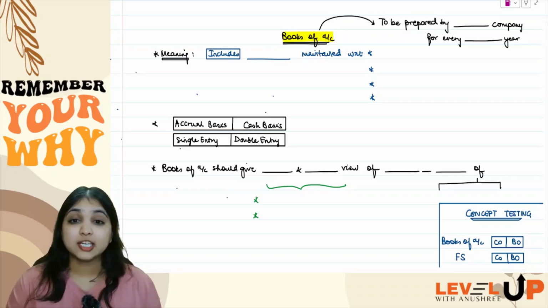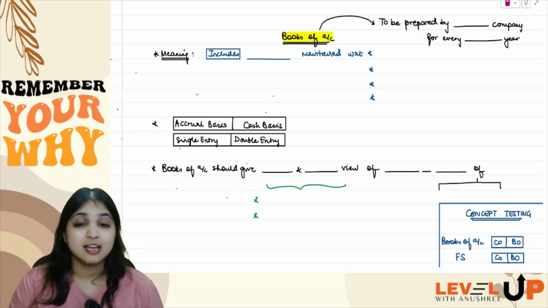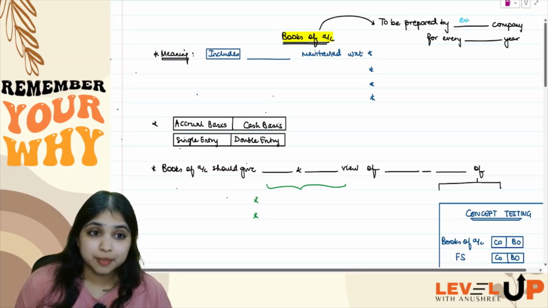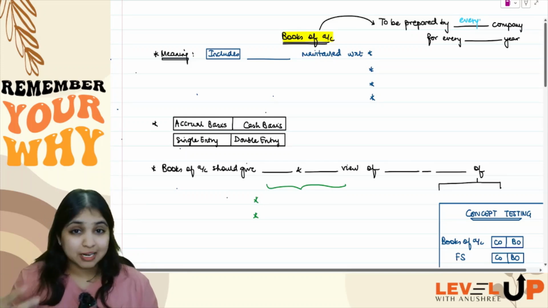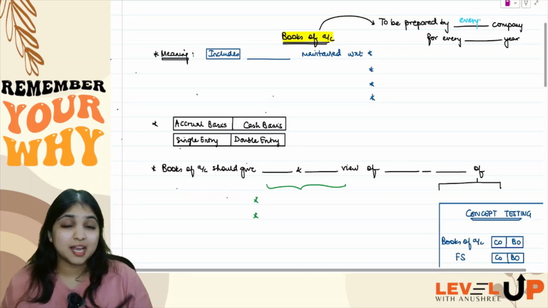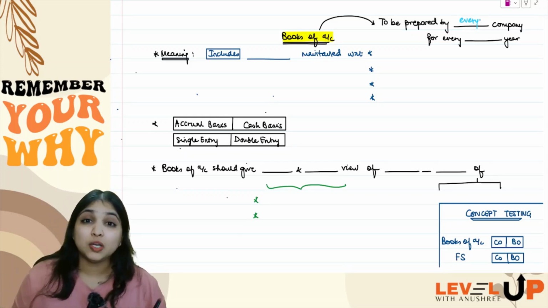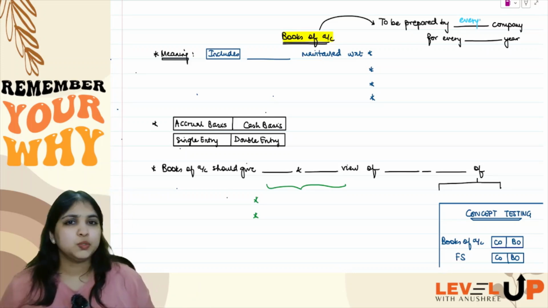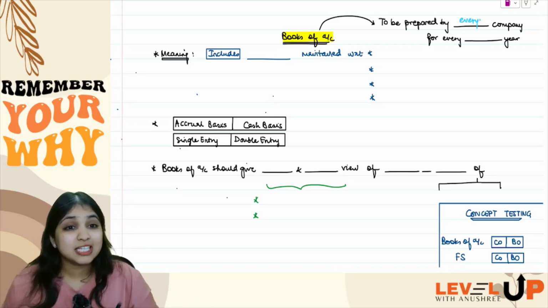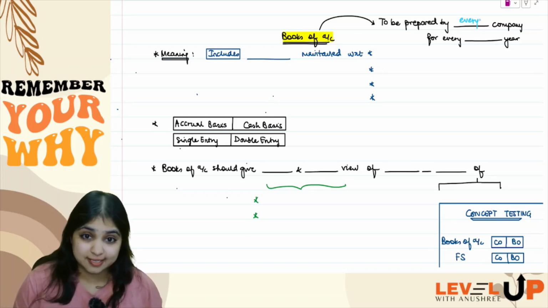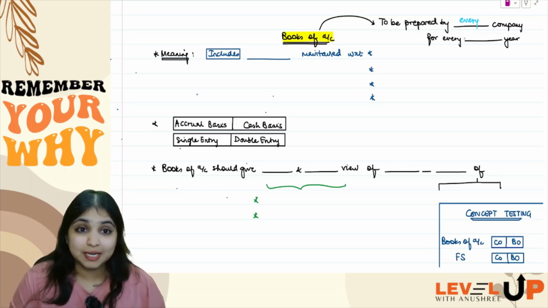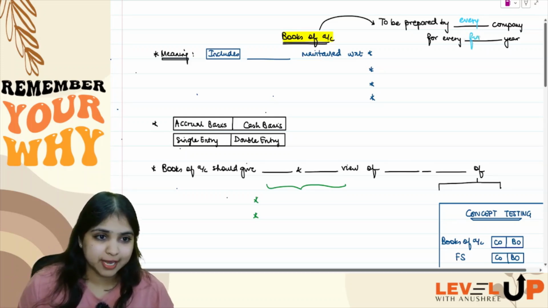See, listen, section 128 of Companies Act 2013 very clearly says that books of accounts have to be prepared by every company. There are no exceptions. So you may be a public company, private company, one person company, listed company, unlisted company, doesn't matter. No matter what kind of a company you are, you have to prepare books of accounts. And these books of accounts have to be prepared every year. It's an annual exercise. So books of accounts have to be prepared by every company for every financial year.